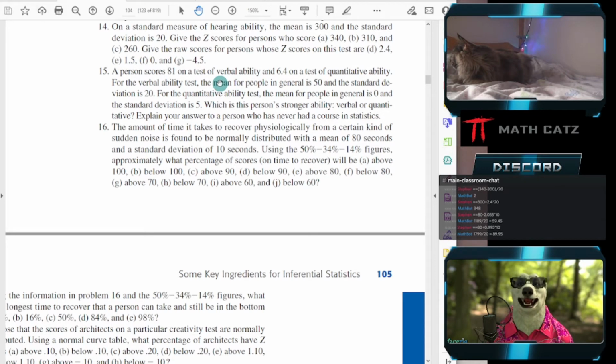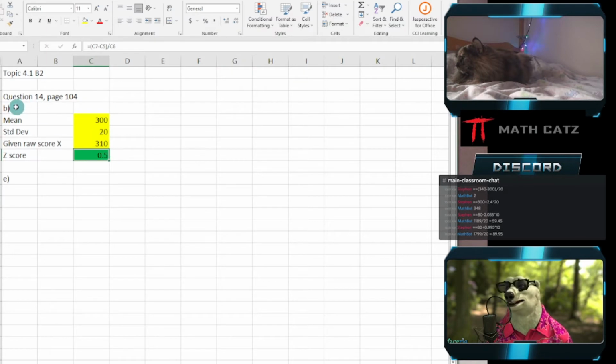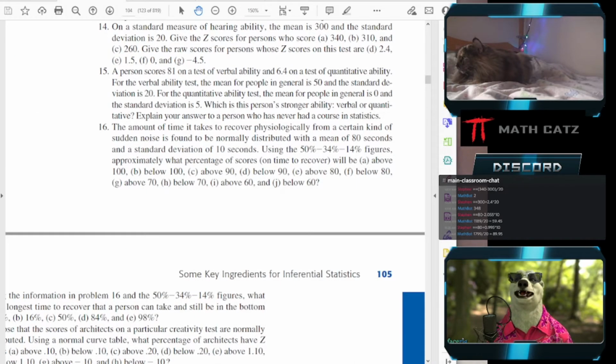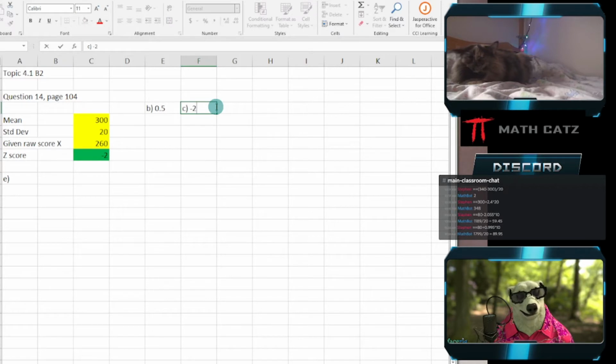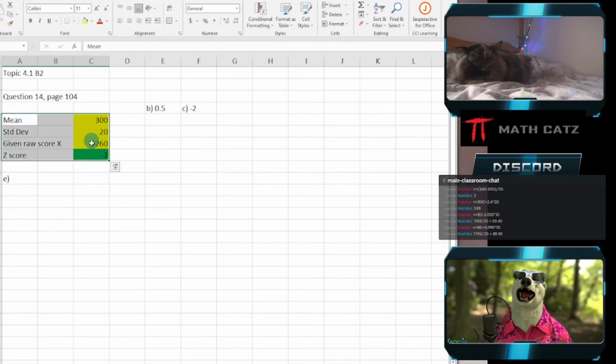Next, the beauty of this, let me just highlight, if I now have part C as well, where the raw score is different, but the question is the same, I can recycle my work here and say, okay, maybe this was just my calculation stuff. Let's put B's answer over here as 0.5. And let's put C's answer over here. And I can recycle this to now say, okay, I'm just going to change my raw score input cell from 310 to 260, and my formula will update to negative 2, and I can put my negative 2 answer in there. So this is sort of my calculation area, and then I can write the answers as I get them.